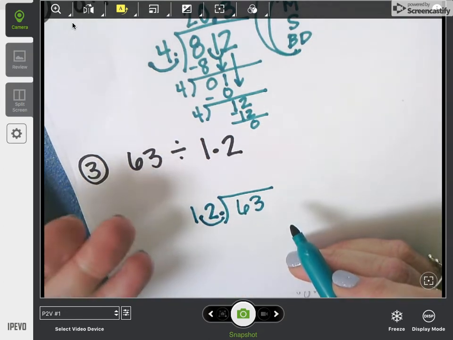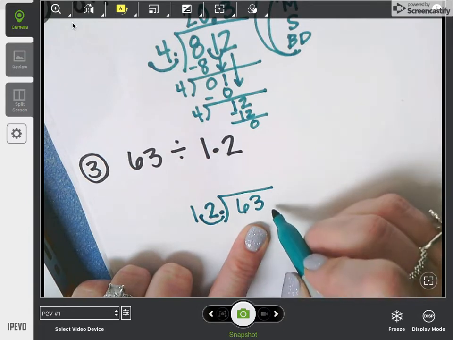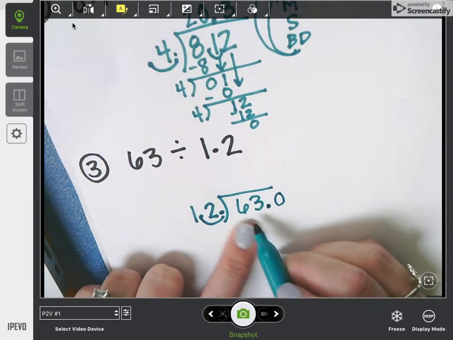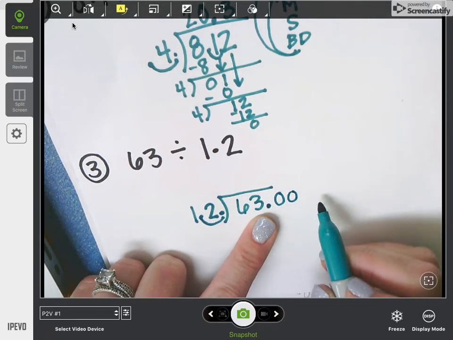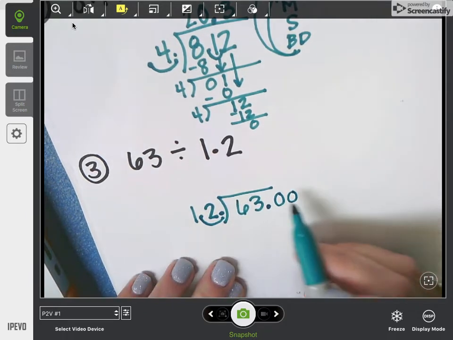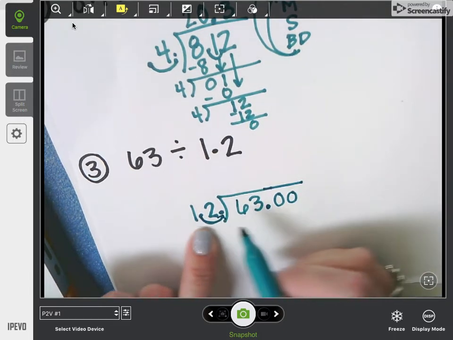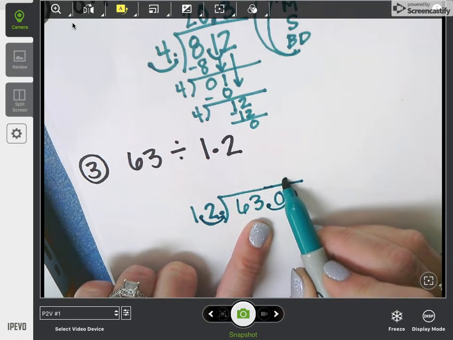But there's no decimal. Well, I know that 63 is also 63 and 0/10. Like money, $63 and no cents. You can add as many zeros behind the decimal as you want. So now I need to move the decimal. I moved it one place here, so I need to move it one place here. And it goes up right there.